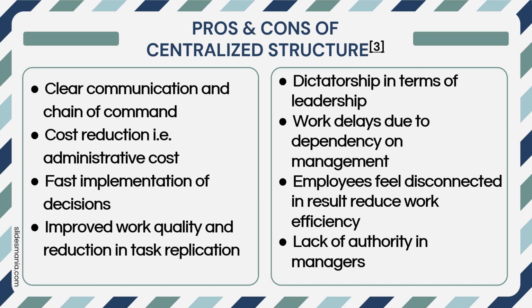Third, fast implementation of decisions. In a centralized organization, decisions are made by a small group of people and then communicated to the lower level managers. The involvement of only a few people makes the decision-making process more efficient since they can discuss the details of each decision in one meeting.